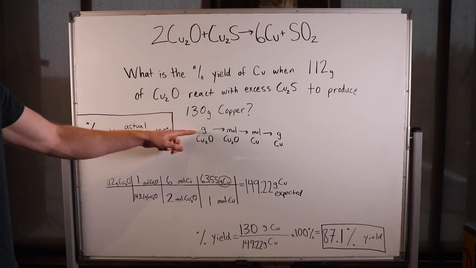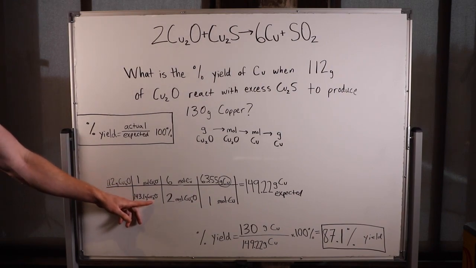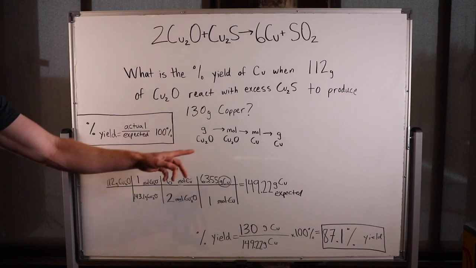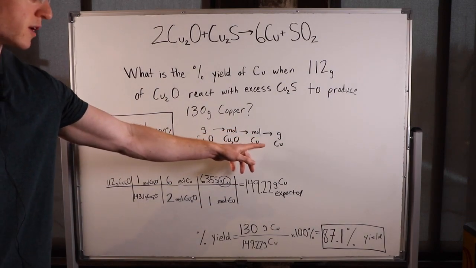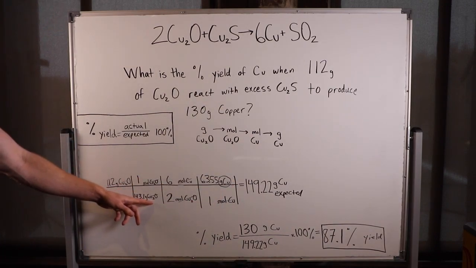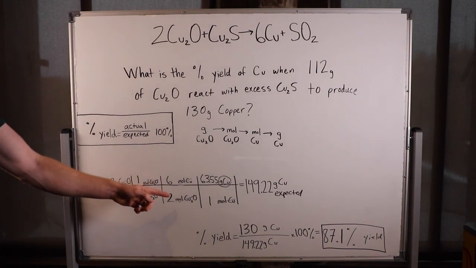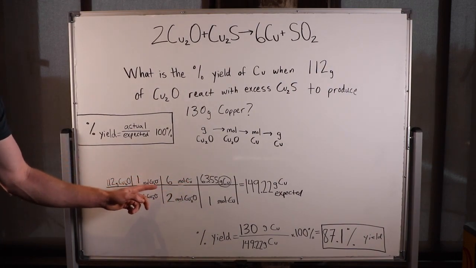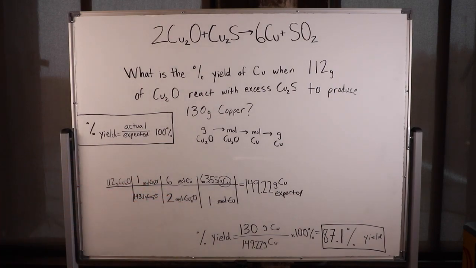So grams of copper oxide is what we'll start with. So we started with 112 grams of that, right? And we got to cancel these units out down here. And we'll go to moles of copper oxide, because we have to go to moles to cross this mole bridge and get to moles of copper, and then finally grams of copper. So there are 143.1 grams of copper oxide in 1 mole. And then we'll go from moles of copper oxide to moles of copper, and we'll cancel these units out by putting these down here. And we know that there are 6 moles of copper per 2 moles of copper oxide.